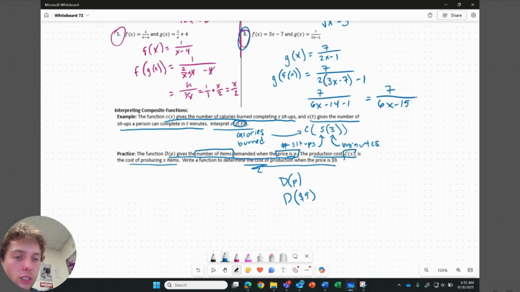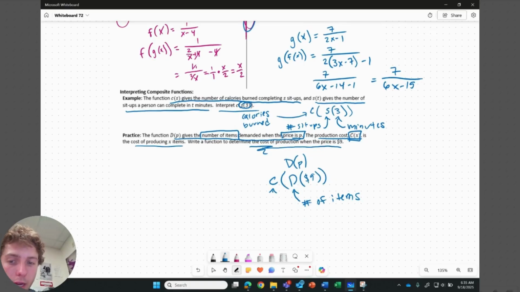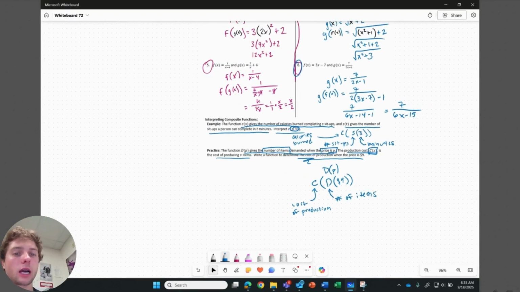Well, the cost, which is C, is the cost of producing X items. So we could end up taking C of that function. So when the price is $9, you make a certain number of items. That's what this is, number of items. And then C, given the number of items, what we find is the cost of producing them. When you do this sort of problem, just pay attention to the units. It should make your life a lot easier.